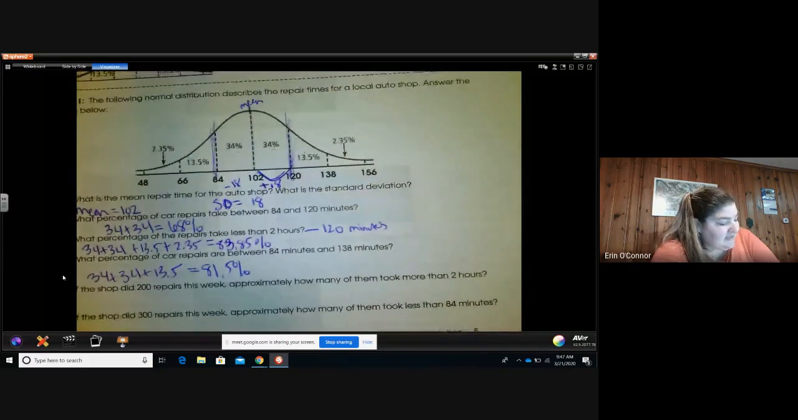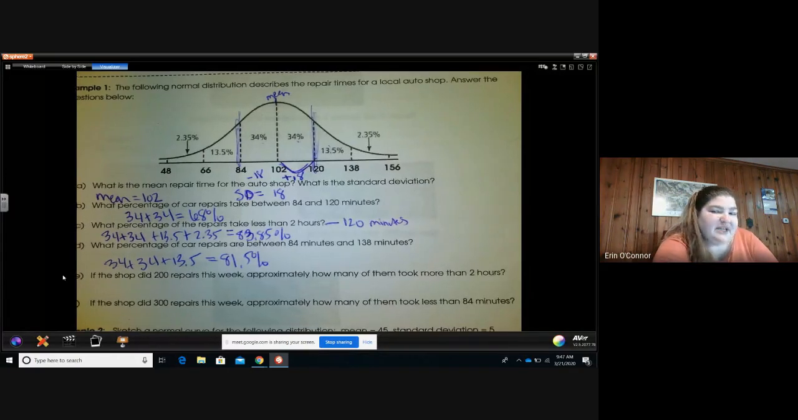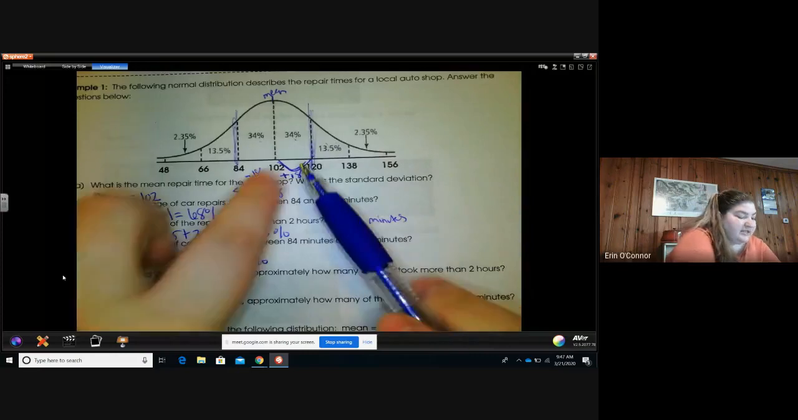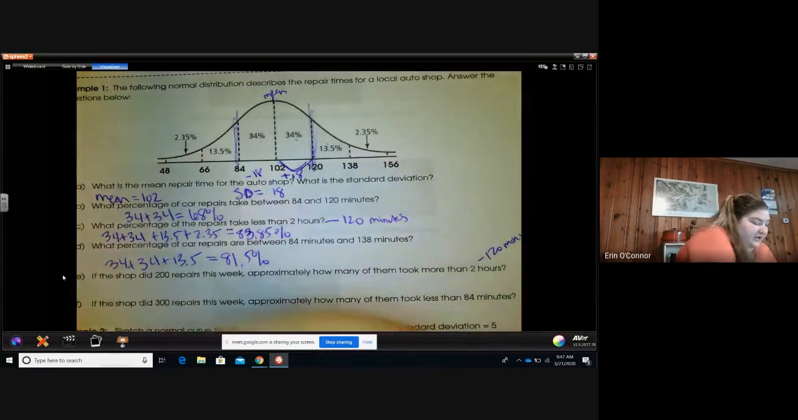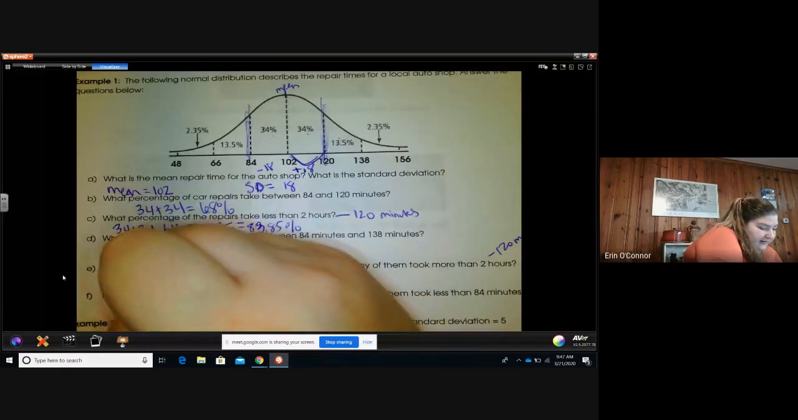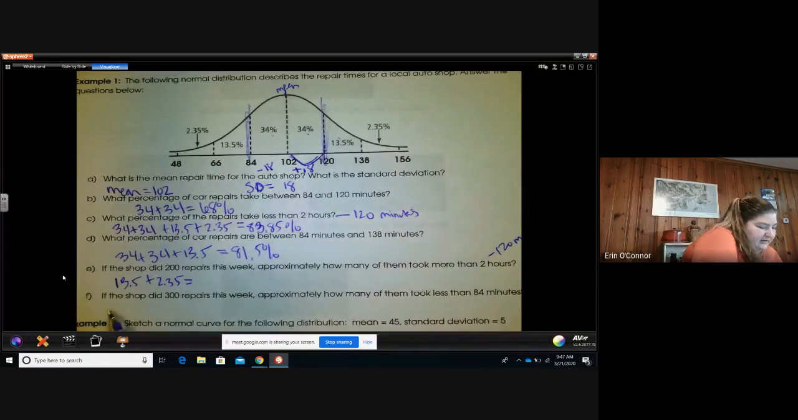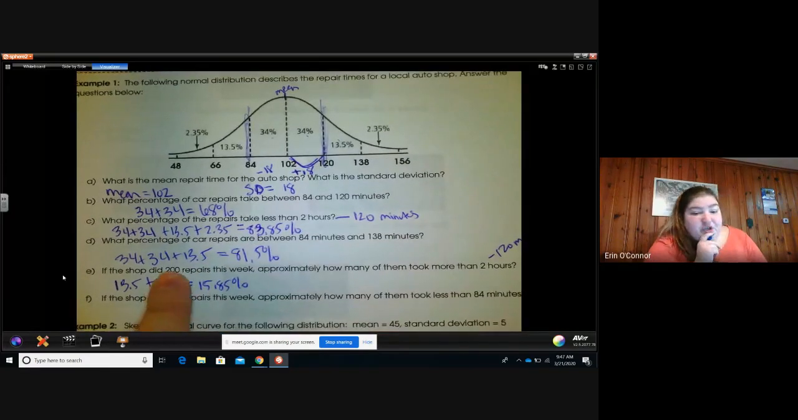Okay, this is where it gets a little interesting. If the shop did 200 repairs this week, approximately how many of them took more than 2 hours? So first we need to know what percentage is more than 2 hours. So this is our 2-hour mark. Remember, 2 hours was 120 minutes. And we have 13.5 and 2.35. So we're going to add those up, and when you add those up, you get 15.85%. Now, if you have 200 repairs, I need to know how many repairs is 15.85%.